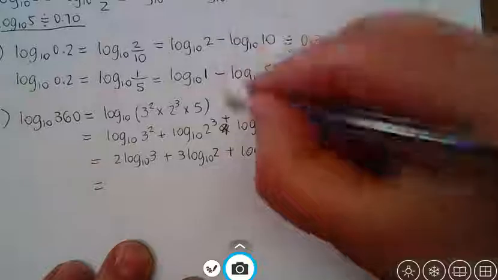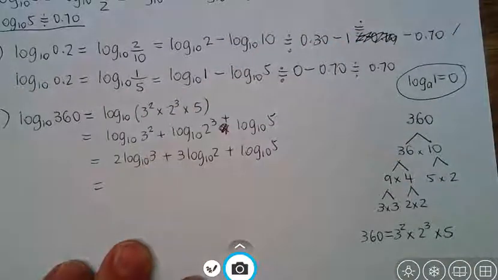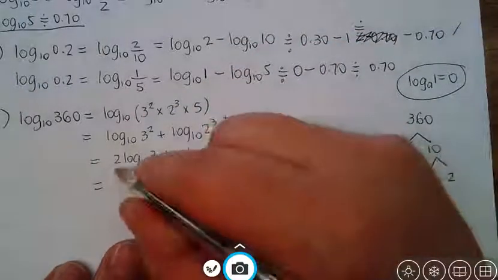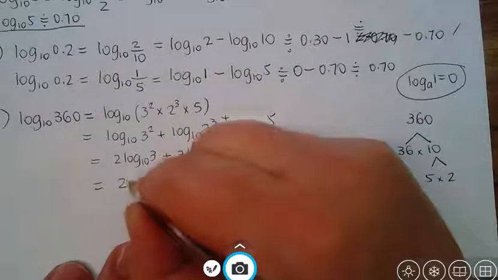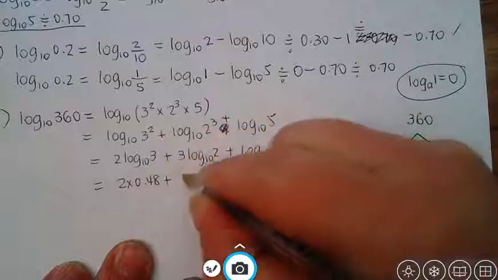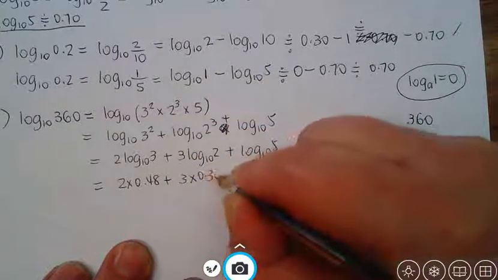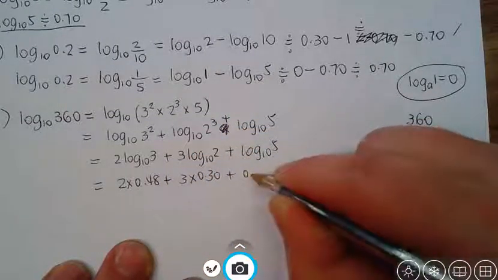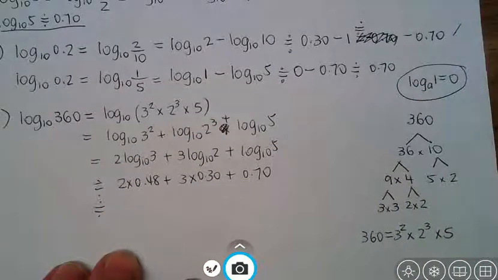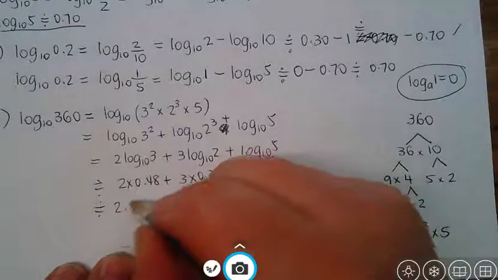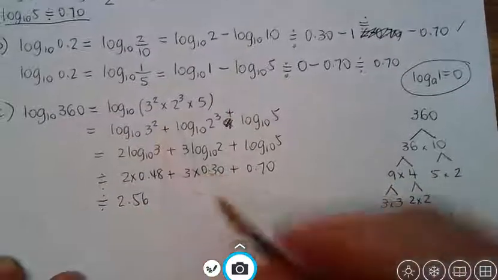All right, now look, probably a lot of you won't think of doing it this way. I'm going to do it another way in a minute. 2 times log to the base 10 of 3. Now log to the base 10 of 3 is 0.48. Log to the base 10 of 2 is 0.3, and log to the base 10 of 5 is 0.7. So this is an approximation now, and so we just work out what that is, and we get 2.56. Now let's try another way.